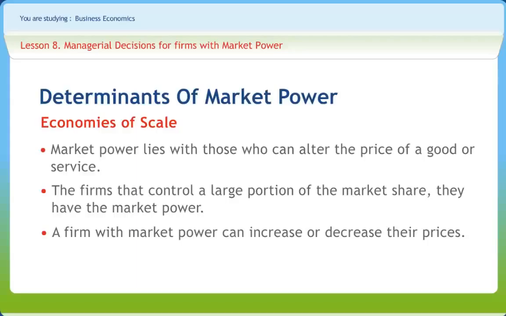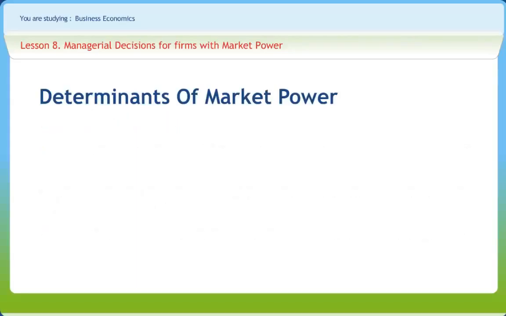The main determinants of market power are economies of scale and barriers created by government. In economic sense, market power lies with those who can alter the price of a good or service. A firm with market power can increase or decrease their prices without losing their customers to others.